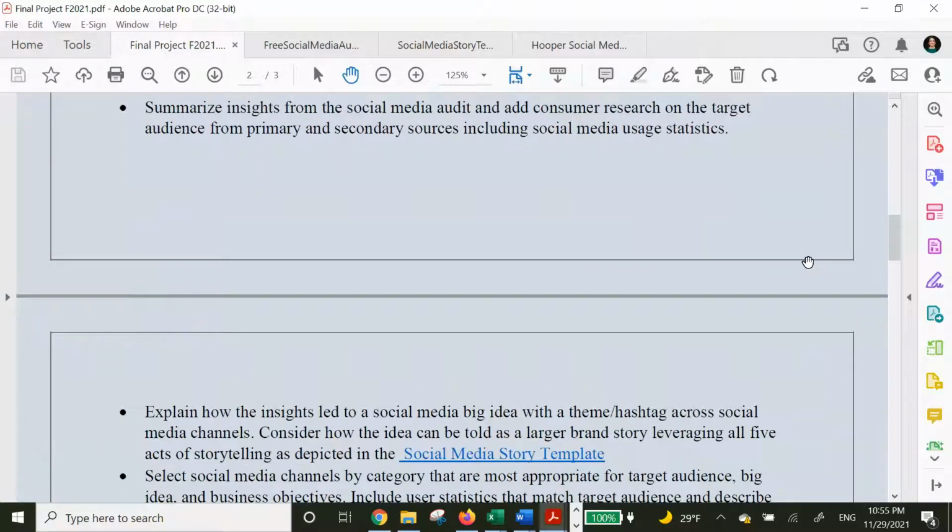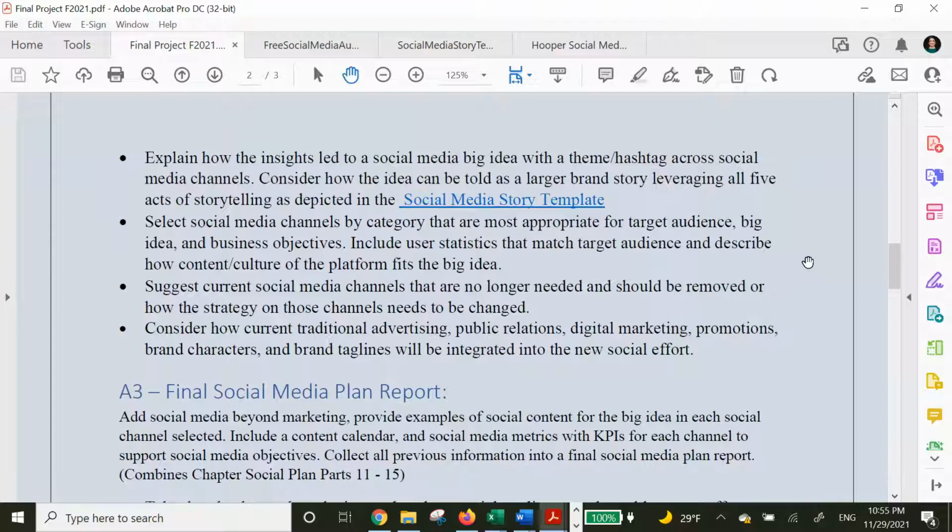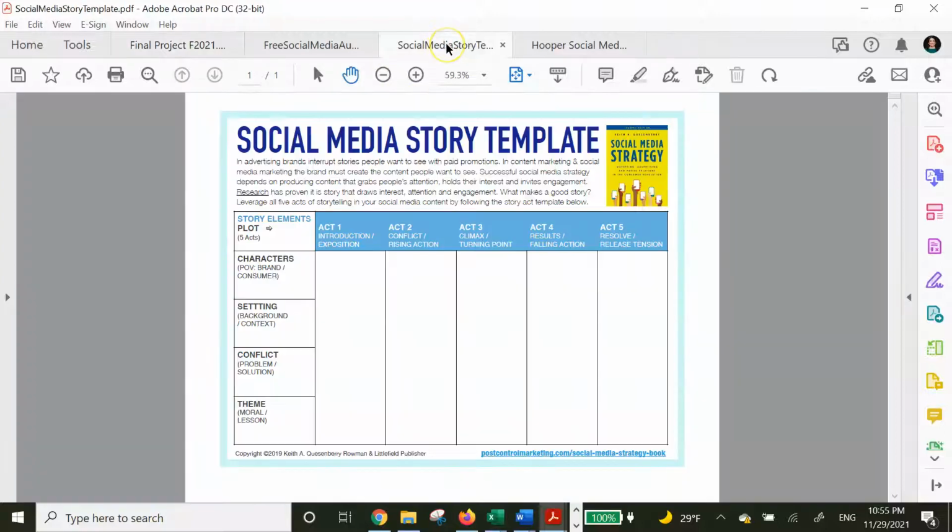So as we go through that, you're going to explain how you came up with your big idea, and then you're going to consider how the idea can be told as a large brand story, leveraging all 5 acts of the storytelling template. Again, you're going to have this template here and you can fill it out.